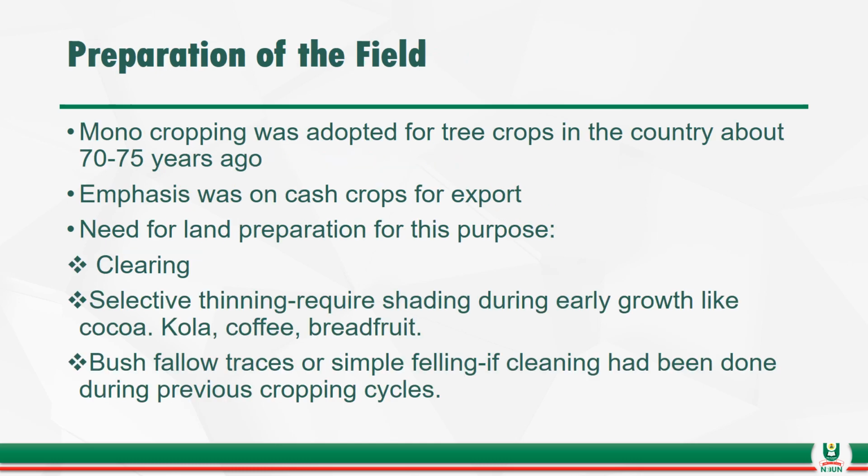Preparation of the field. Monocropping was adopted for tree crops in the country about 70 to 75 years ago. Emphasis was on cash crops for export at that time, and so there was a need for land preparation for this purpose. So when we are preparing land, we have to do a lot of clearing. Selective thinning is required for crops that need shading during early growth, like cocoa, cola, coffee, breadfruits. Bush fallow traces or simple felling of trees if clearing had been done during the previous cropping cycles.